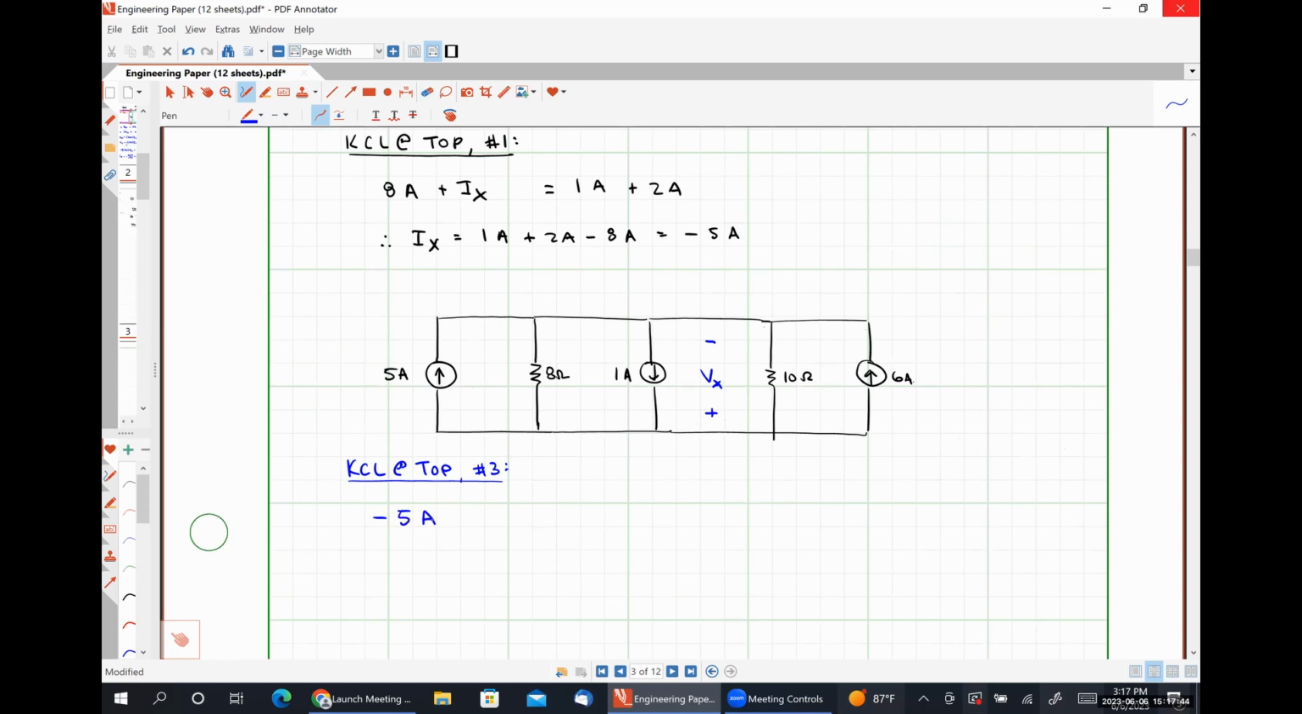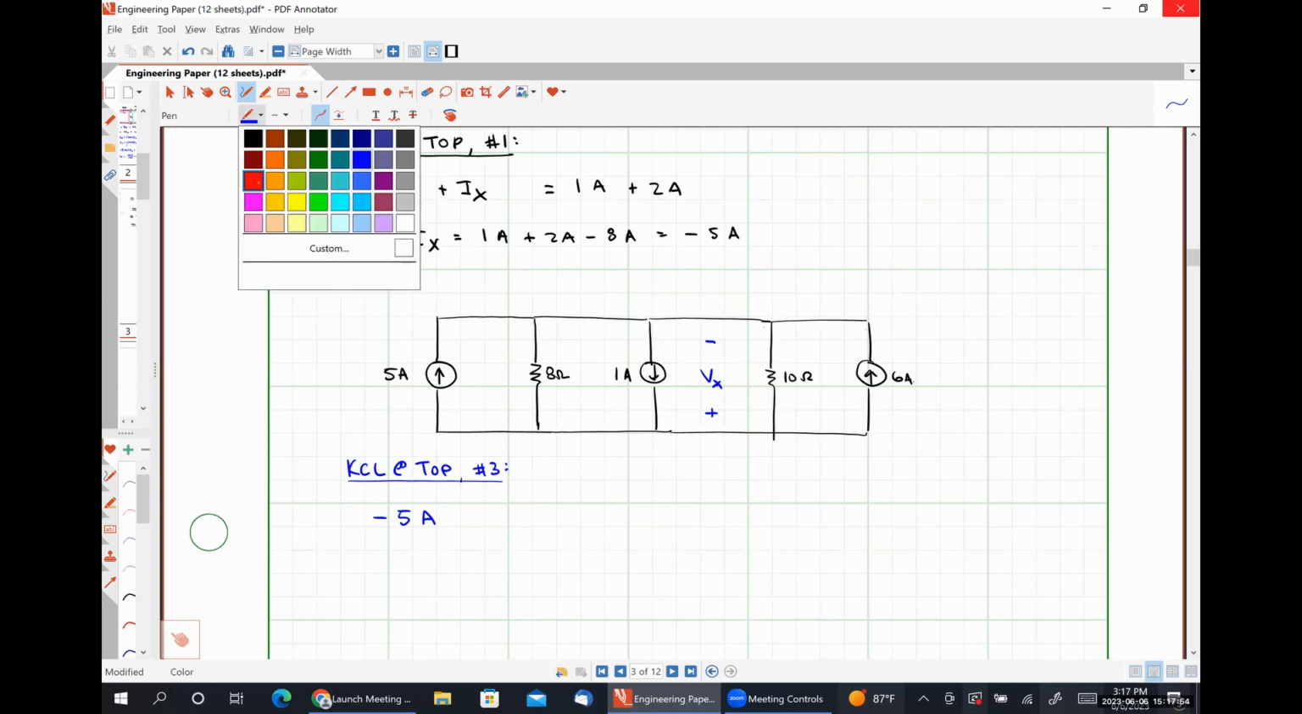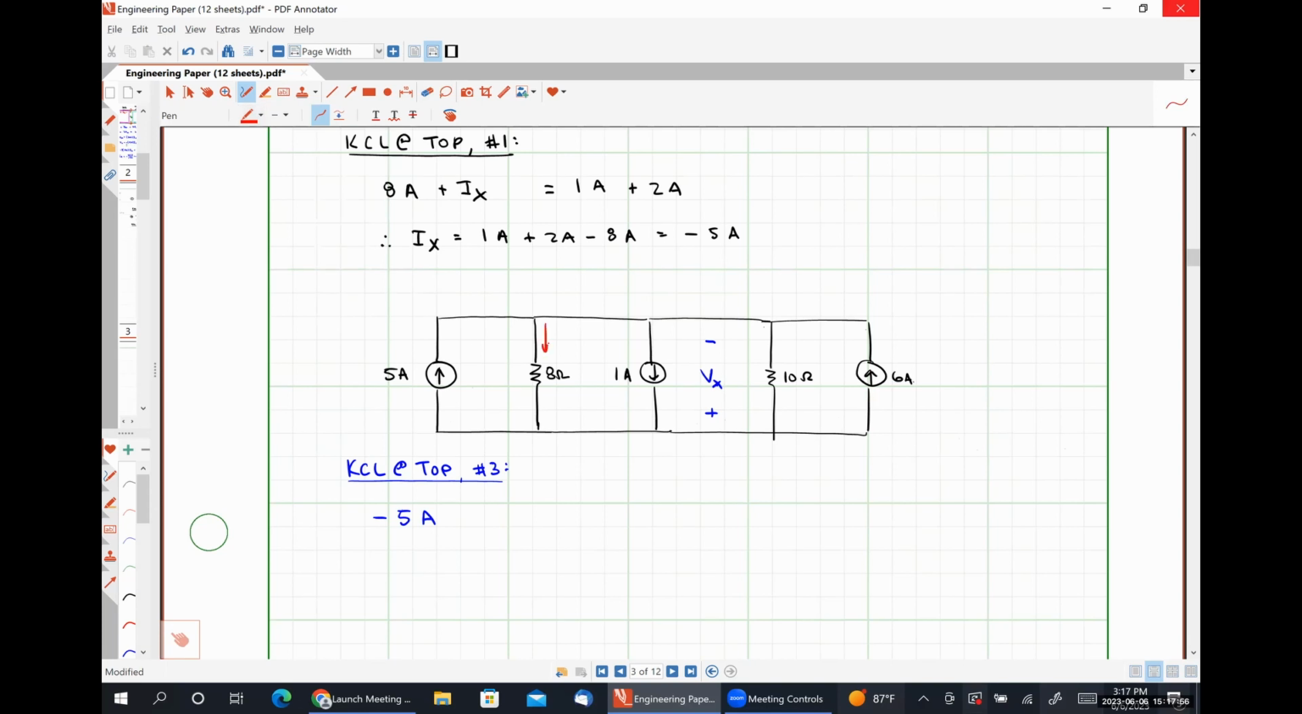Now we look at our 8 ohm resistor. There is no current direction specified, so we need to choose one. Just for the sake of argument, I'm going to choose this current direction as down. I'm going to call this I8. And for the other resistor, I'm going to choose it as up, so I'll call this I10, so that we'll get to use Ohm's law in both ways.